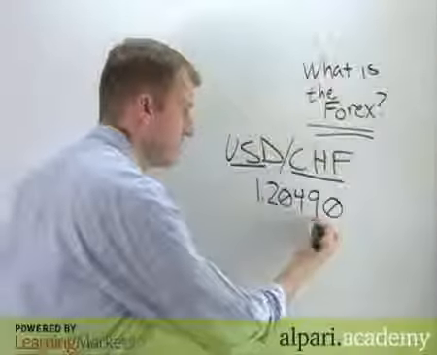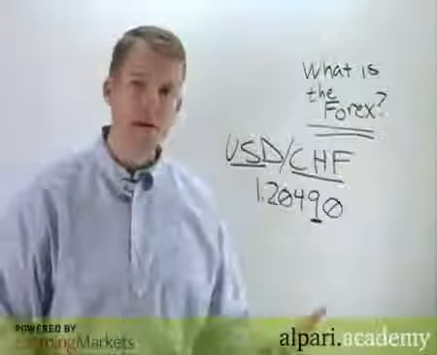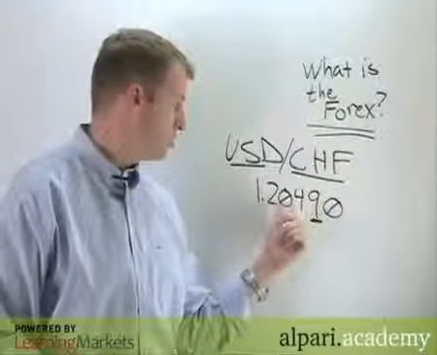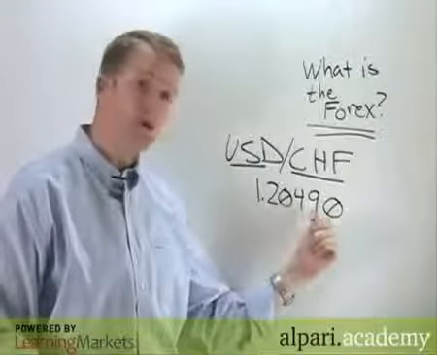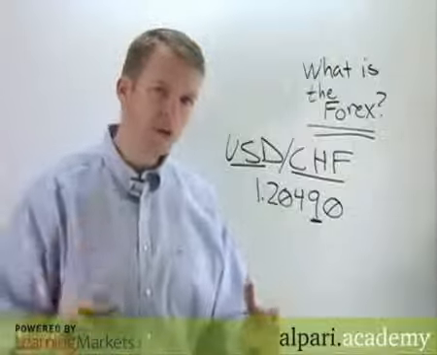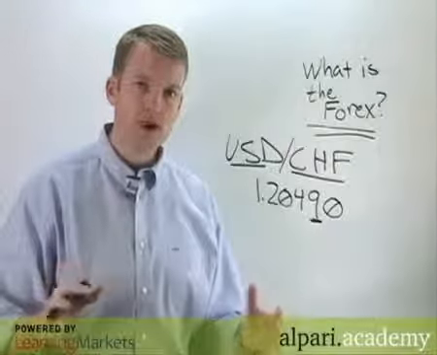And this decimal place right here is called a pip. So one move up or down in that number, so if we go from 2049 to 2050, then we've moved up 1 pip. So you'll hear Forex traders use that verbiage all the time.